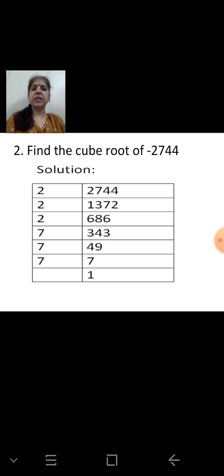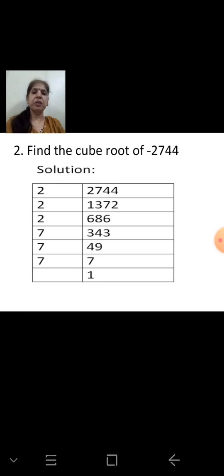686 divided by 2: 6 divided by 2 is 3, then 8 divided by 2 is 4, then 6 divided by 2 is 3. The number we are getting is 343. And this number 343 is an odd number. So for an odd number, first check, is it divisible by 3? Take the sum of the digits. 3 plus 4 plus 3 is 10. Is 10 divisible by 3? No. So here we cannot take 3.